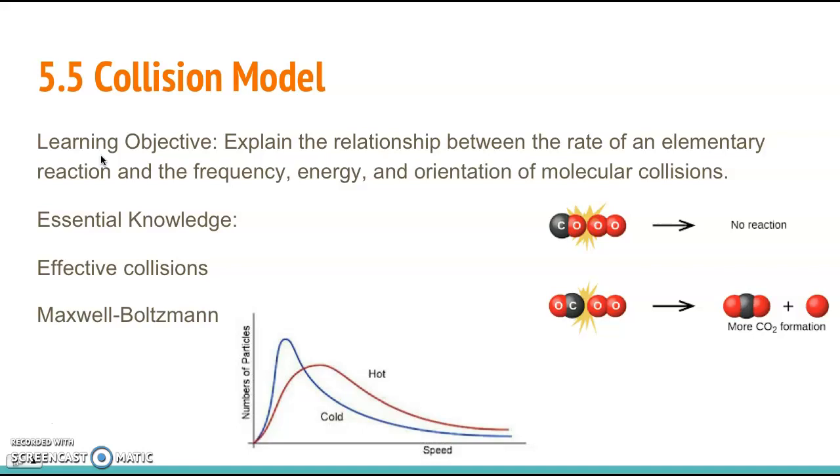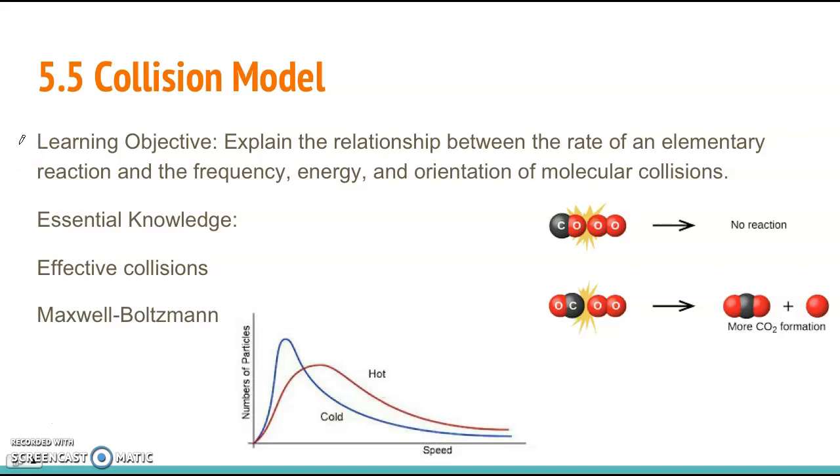5.5 is on the collision model, and the learning objective is to explain the relationship between the rate of an elementary reaction and the frequency, energy, and orientation of molecular collisions. We talked about this a little bit before. These are factors that affect the reaction rate.